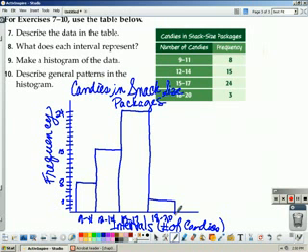The question says to describe the general patterns in the histogram. So I want you guys to take a look at this. What conclusion can I make after looking at this histogram? What conclusion can I make when it comes to number of candies in snack size packages? What kind of conclusion can I make? Gabby?